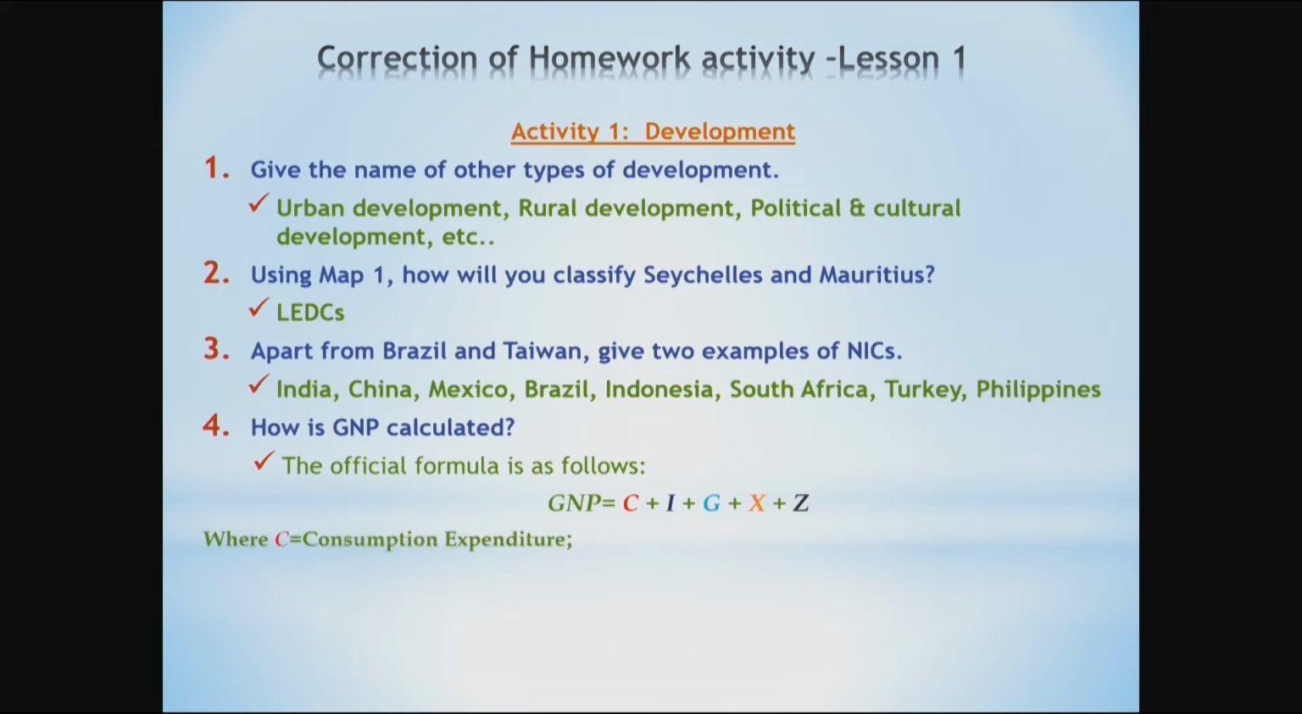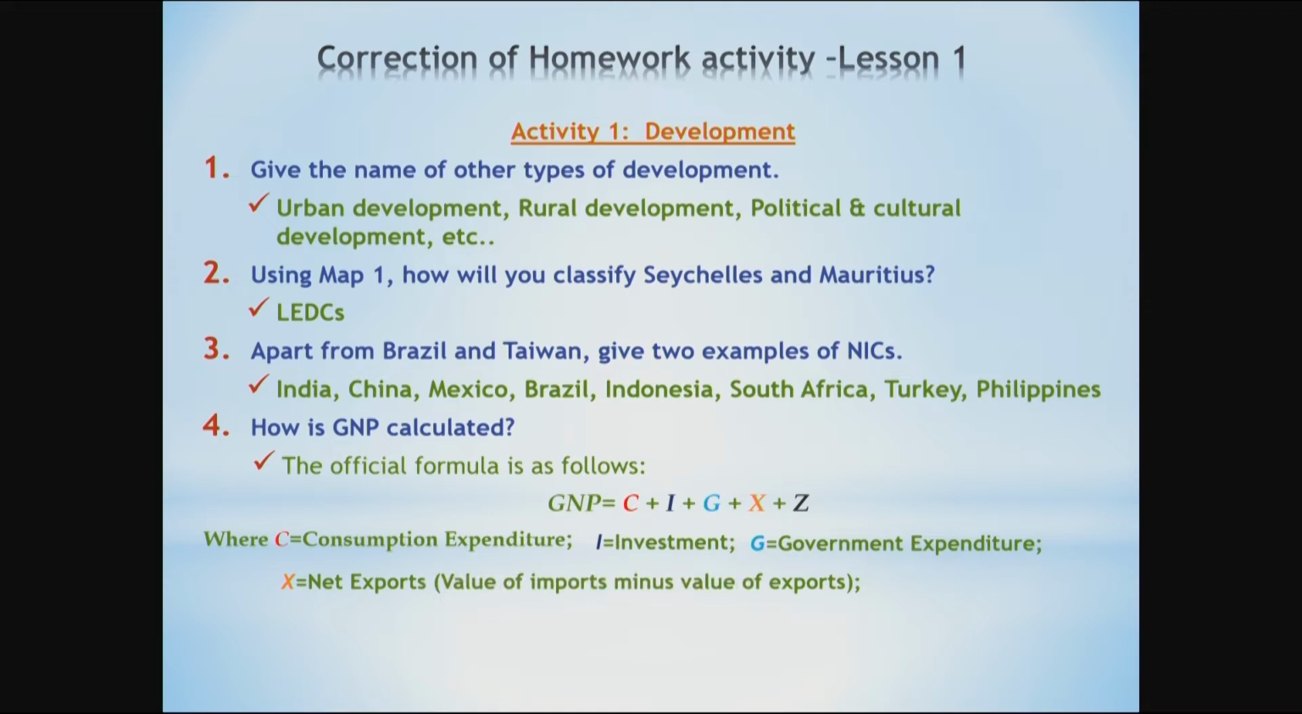C, we are talking about consumption expenditure. I, we are talking about investment. G, we are talking about government expenditure. X, we are talking about the net exports, and for the net exports, we take the value of the imports and we minus it from the value of the exports. So imports, what we bring in to the country, and exports, what we take out of the country, like what we send abroad to sell, like our tuna.